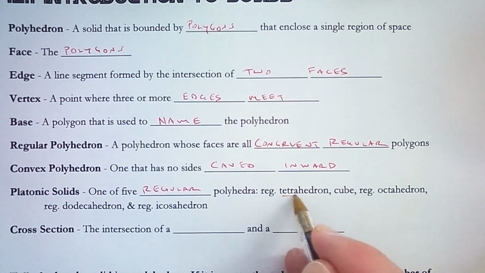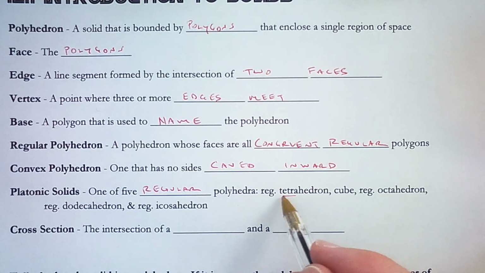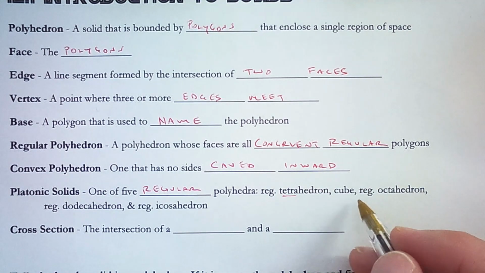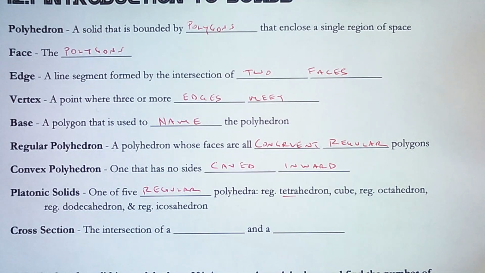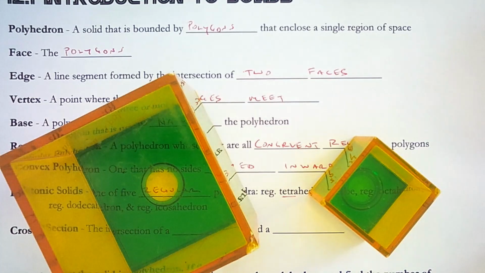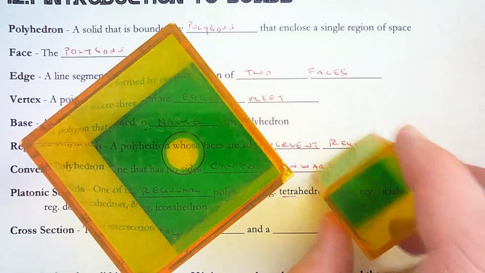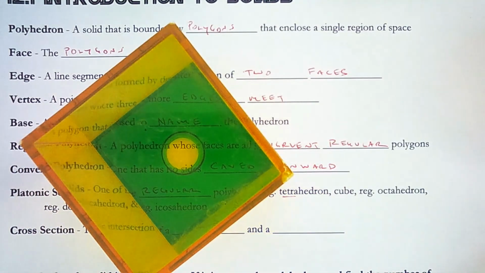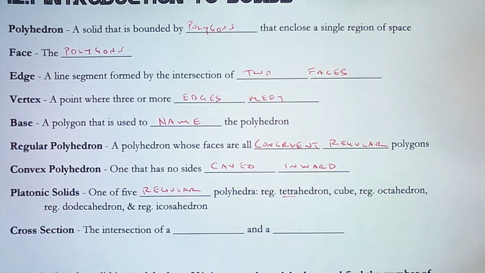Notice that tetra, meaning that it has 4 sides, like the game Tetris. Every piece in that game has 4 little squares on it. A cube. A cube is a regular polyhedron. I've got 2 of those here.